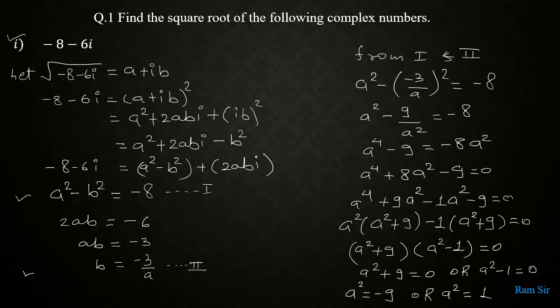So as we discussed, in the standard form of any complex number a plus ib, a and b both are real numbers. So we will write down a belongs to real numbers. Therefore a cannot be equal to minus 9. Therefore a square has to be equal to 1. So from this we can find the value of a as plus minus 1.